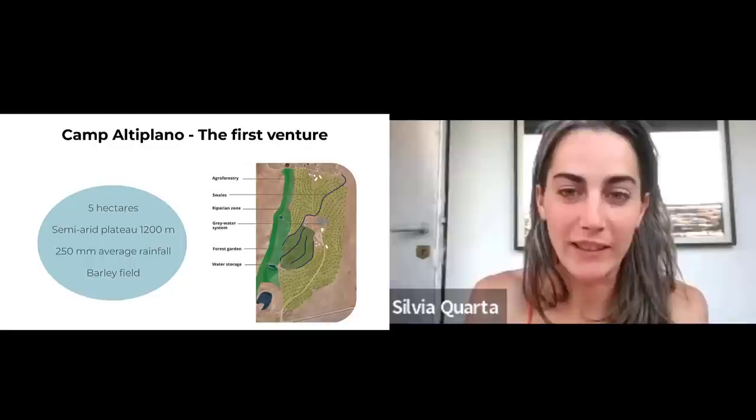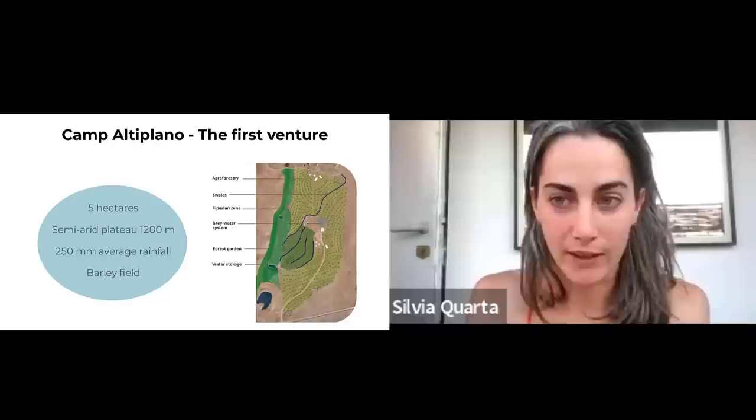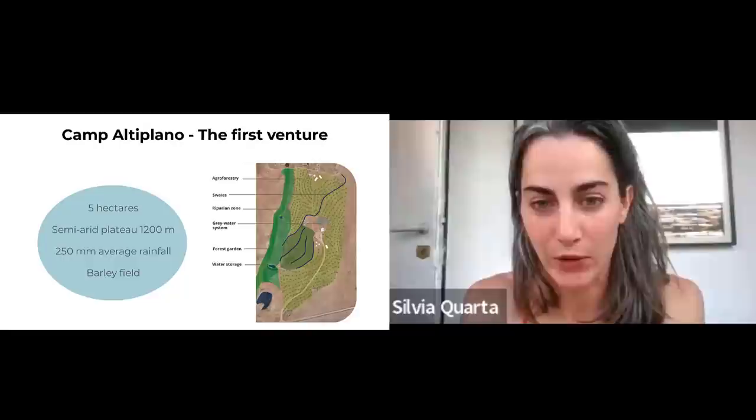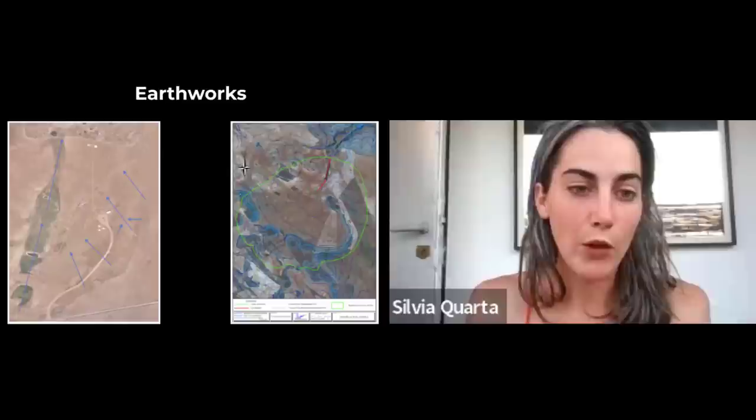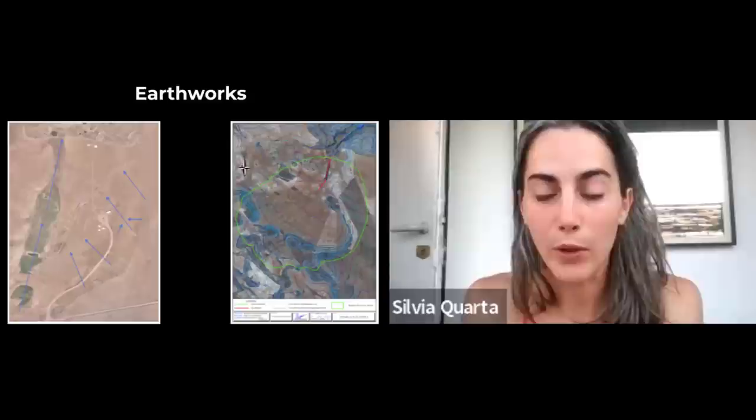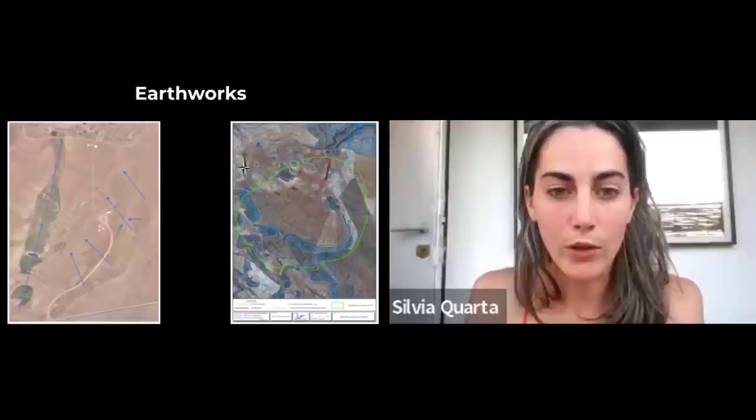So the beginnings were pretty tough, and indeed it's been quite a roller coaster since then. If you want to move forward. So these are the first things that were designed, the earthworks. I don't know if you're all familiar with the idea of earthworks. That's basically what you do on the land.